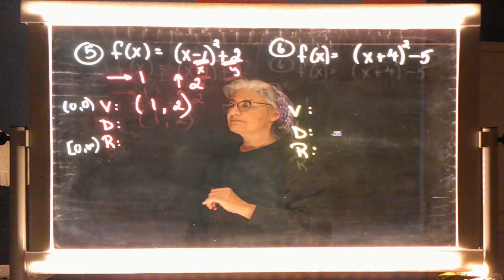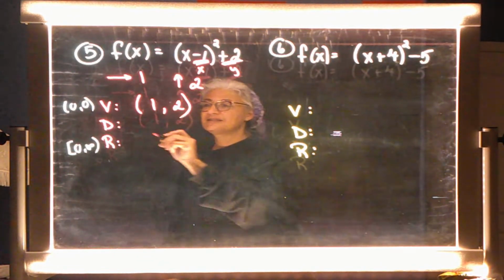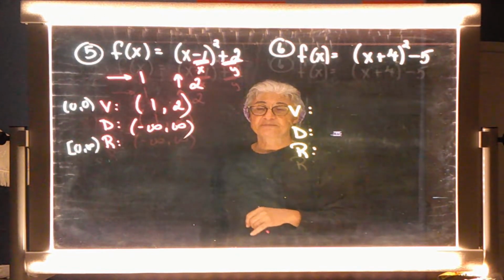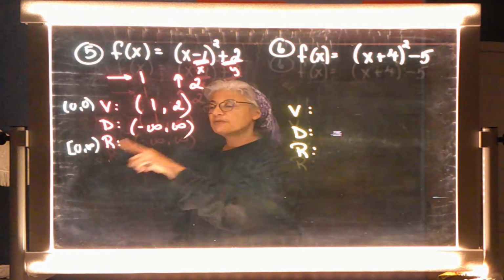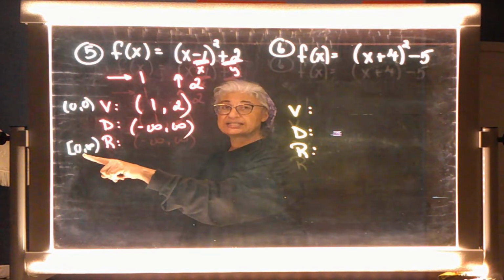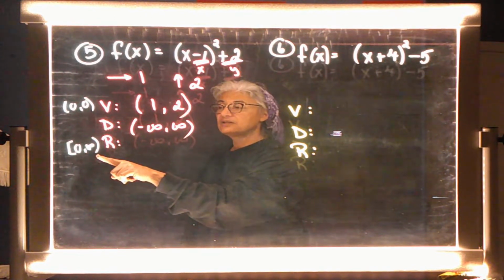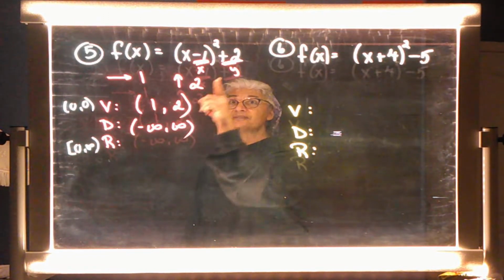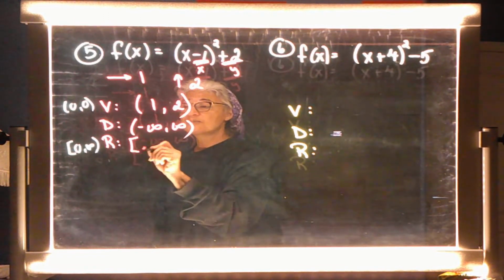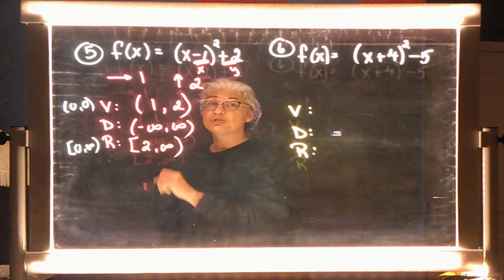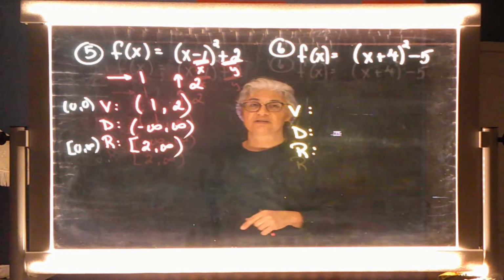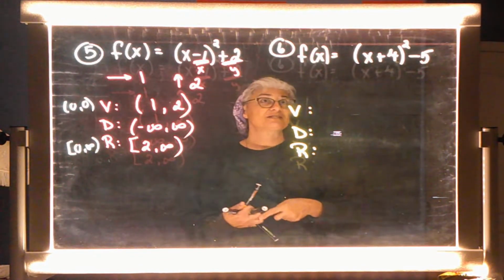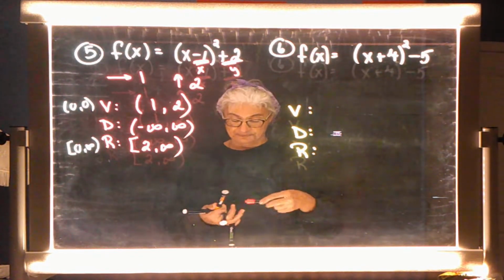Good? Domain. Yeah, the domain is always negative infinity to positive infinity. We've already spoken about that. And the range. The parent graph range starts at 0 and goes to infinity. Well, remember, the range is the y's. And according to your y's are moving up 2 spaces, which means your range starts at 2 and goes to infinity. You with me?